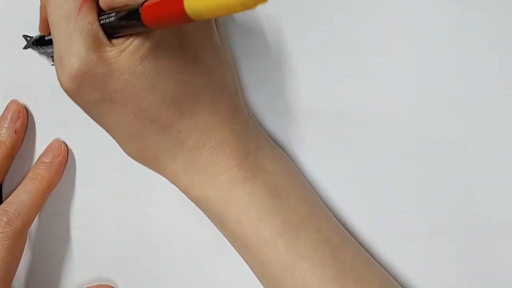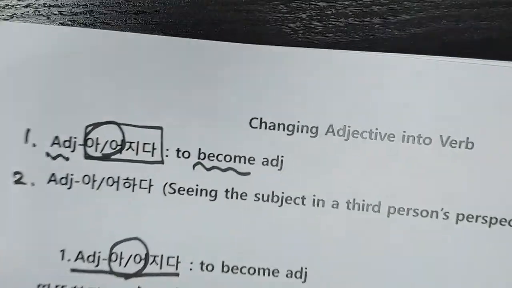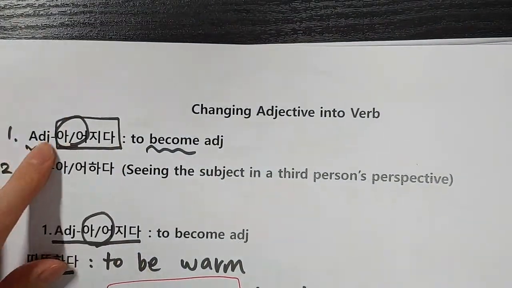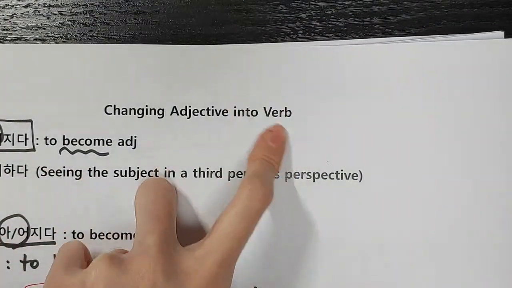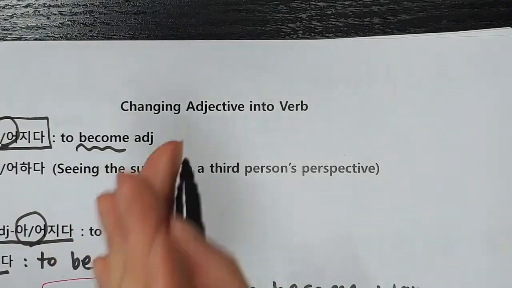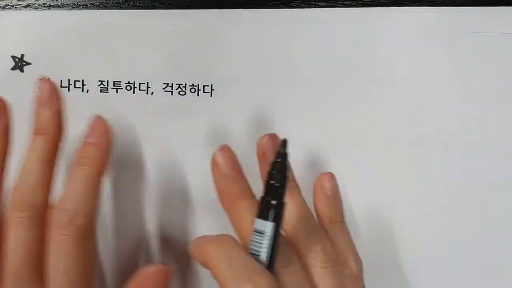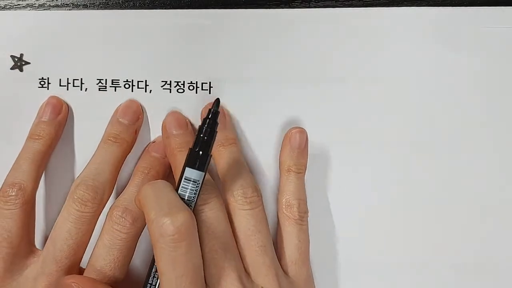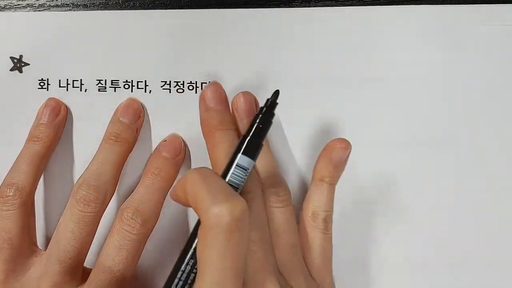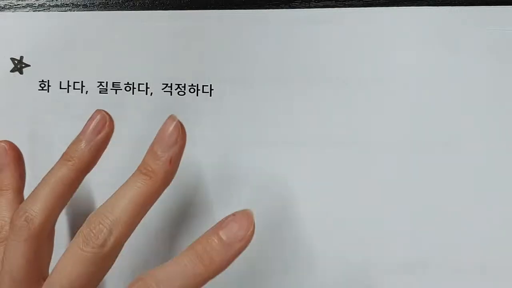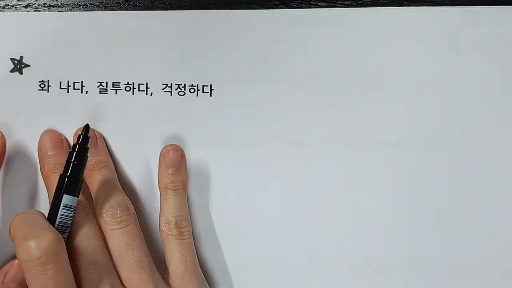All right. I have one more thing to mention, guys. We learned that 아어지다 can only be combined with adjectives to turn them into verbs. That means it cannot be combined with verbs. The reason I bring up these words is that they seem like adjectives, but they're actually verbs, so they cannot be combined with 아어지다.